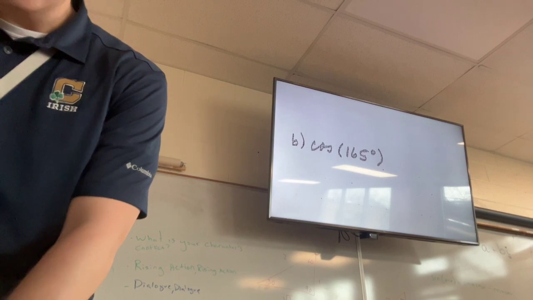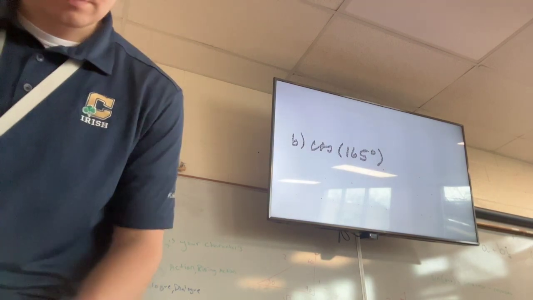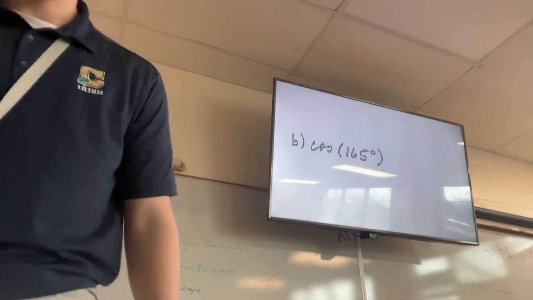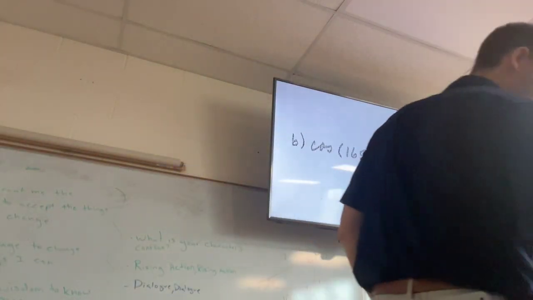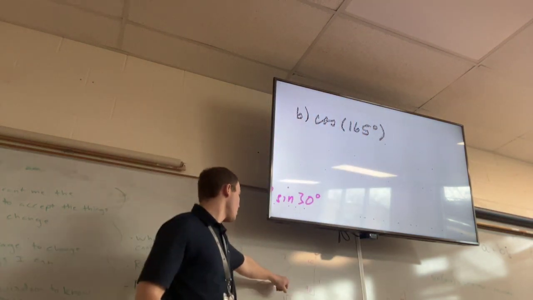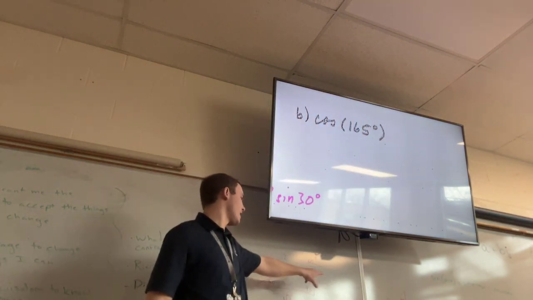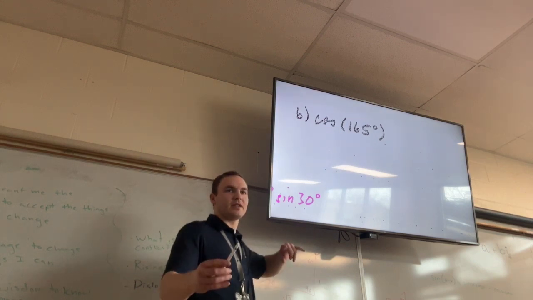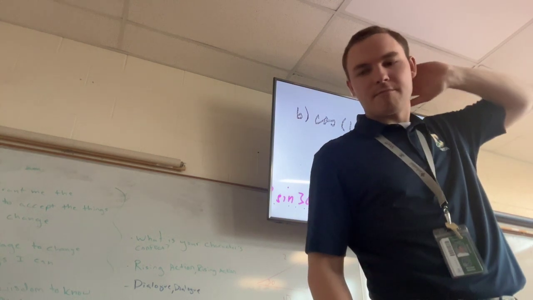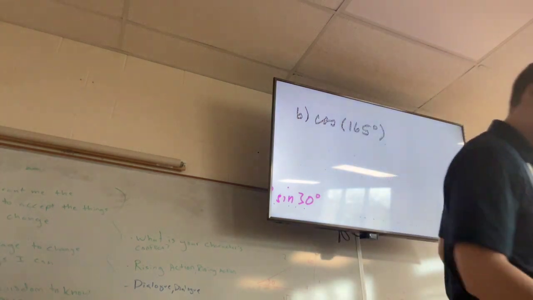All right. Can you get 165? Yeah, so now we have to figure out, there aren't two angles on our special right triangles that add to 165. So you do 45 and 120. You could do 45 and 120. Yep. You want to do that?